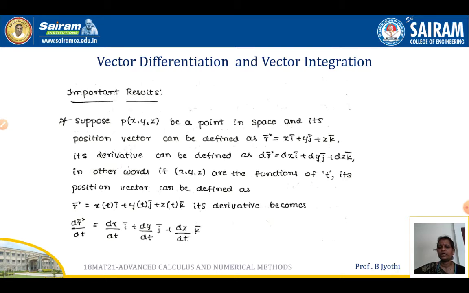So suppose a point P of x, y, z is in space and its position vector can be defined as r equals xi plus yj plus zk. Its derivative can be defined as dr is equal to dx i plus dy j plus dz k. In other words, if x, y, z are functions of t, its position vector can be defined as r is equal to x of t into i plus y of t into j plus z of t into k. Its derivative becomes dr by dt equals dx by dt i plus dy by dt j plus dz by dt of k.